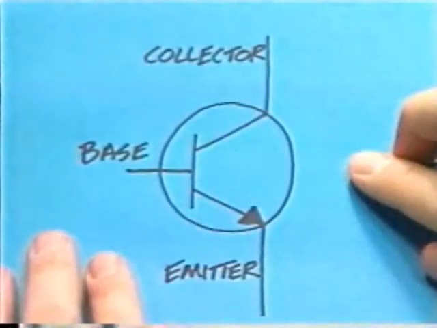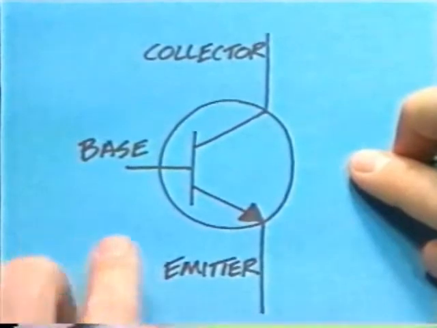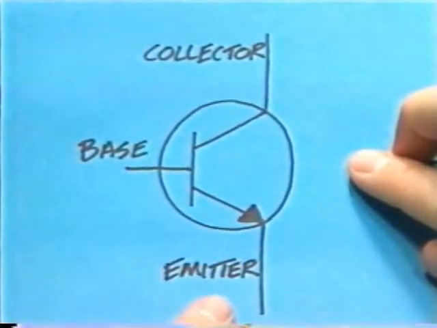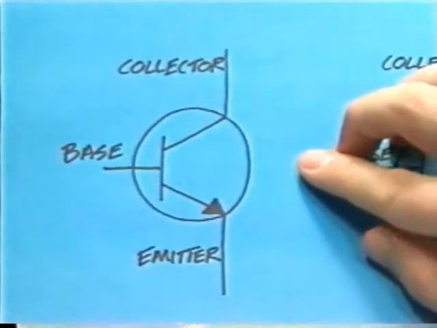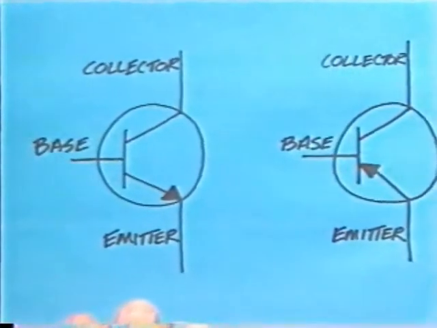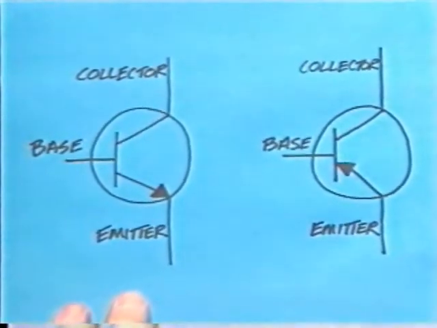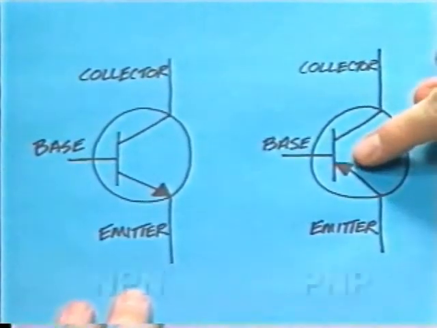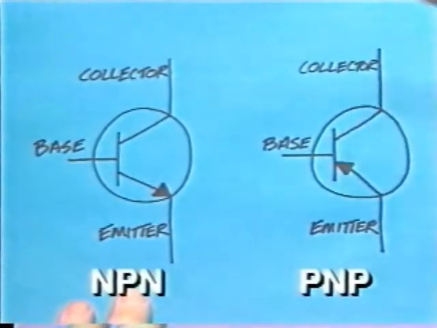Here is the schematic symbol for the NPN transistor. Notice that there is an arrow on the emitter lead. The same is true for the PNP schematic symbol, but the arrow points in the opposite direction. The arrow in either symbol always points from P to N material. This will help you identify the symbols.